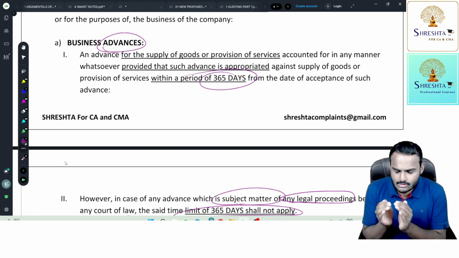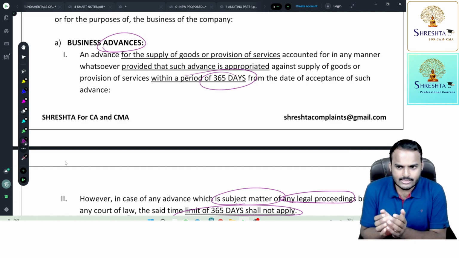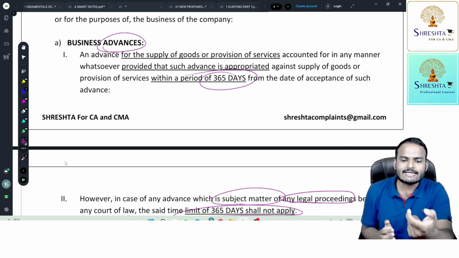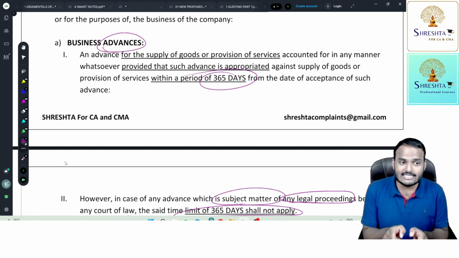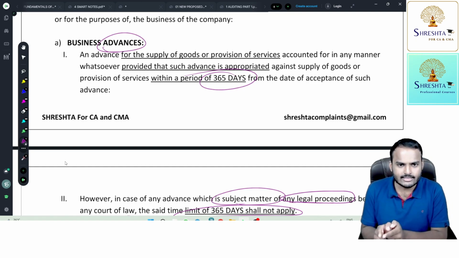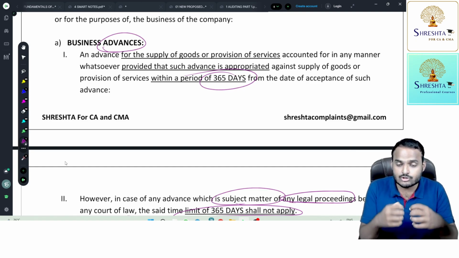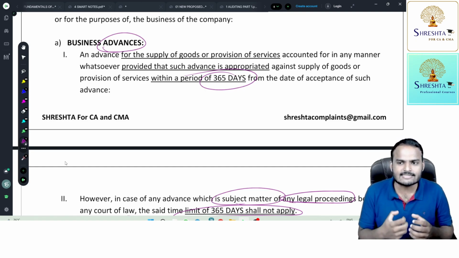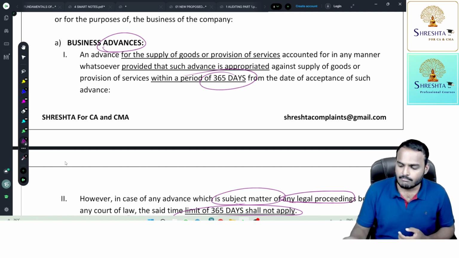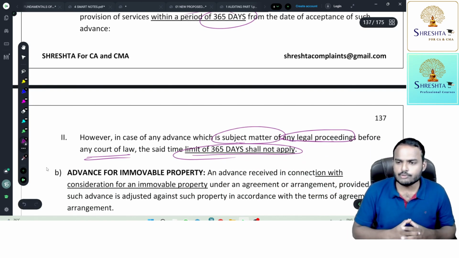Now if you take Rolls-Royce company, whatever money they are getting from the customer is nothing but a business advance. Definitely they will adjust it with the final product, and this adjustment should happen within a period of 365 days from the date of accepting such advance. But if there is some dispute.